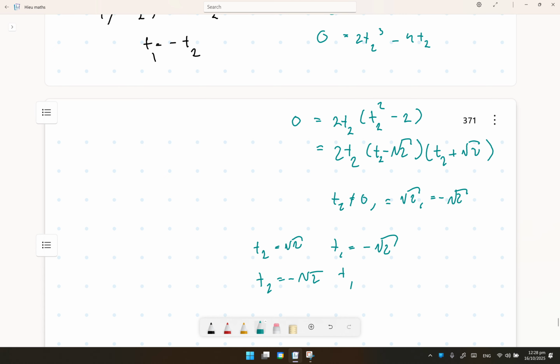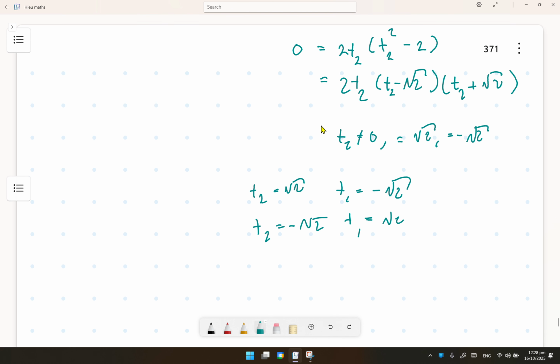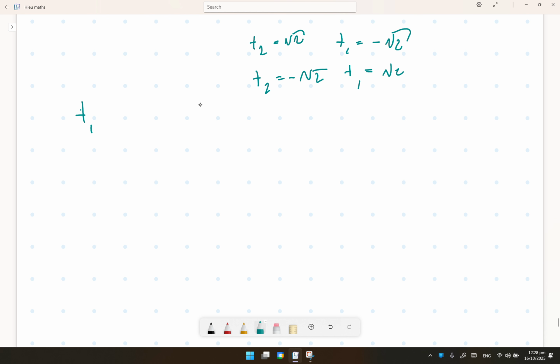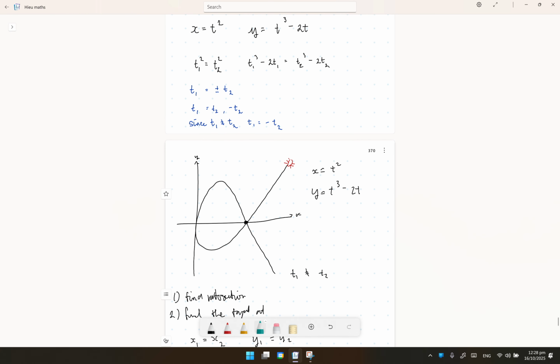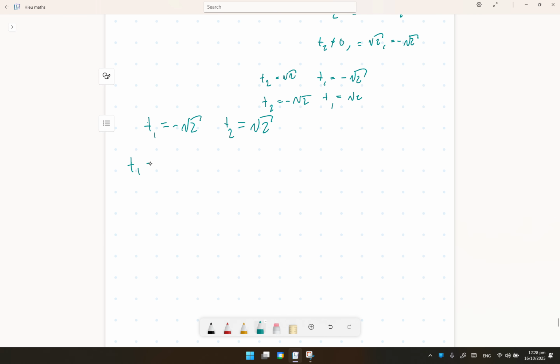T1, because it's the negative of T2, would be equal to root 2. So this is fine. We can take any of those as T2, and the other would be T1. So now that we know what T1 and T2 are, let's take minus root 2, because minus happened first. Minus root 2 and root 2, then we just have to find the point and the tangent line for each one. So let's say t1 equals minus root 2 first.